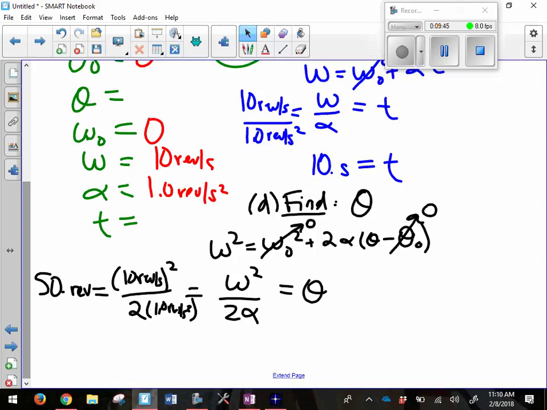So this was supposed to be a pretty straightforward kind of plug and chug just to get us used to the symbols, used to the formulas again. All right. And I'm sure there are homework problems like this.